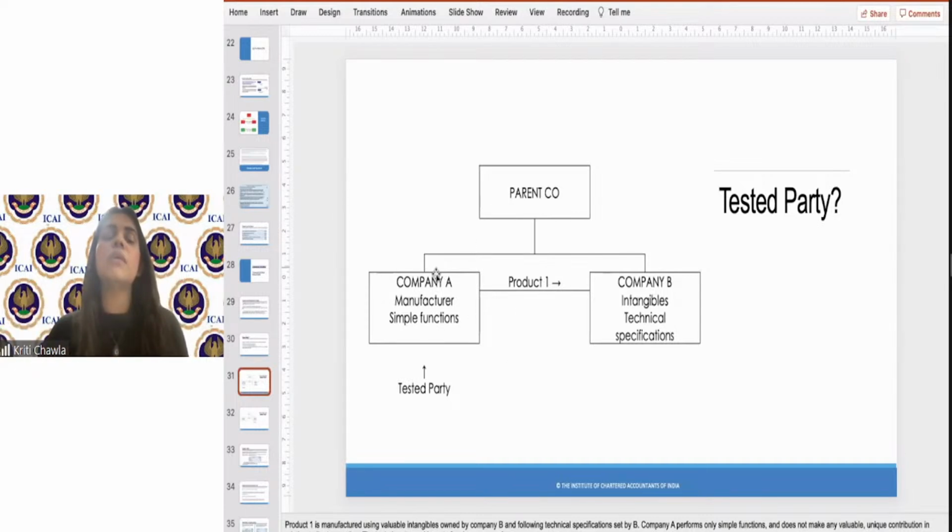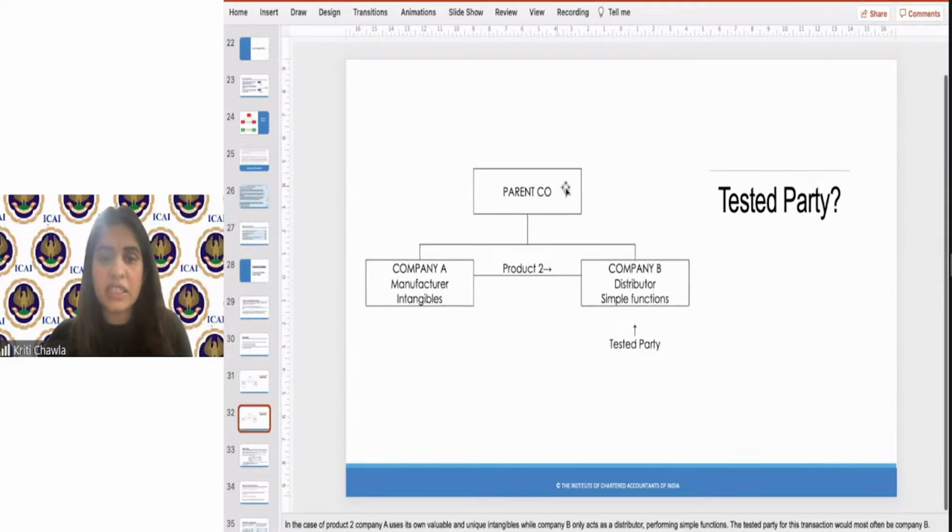So in this situation, company A is going to be the tested party. In a similar situation, in another example, there is company A, and this is again manufacturing, and it has all the intangibles using which it is manufacturing product 2. And then it is selling it to company B, which is a distributor, and they just perform the simple function of distributing whatever they've received from company A, that is distributing in their own jurisdiction.